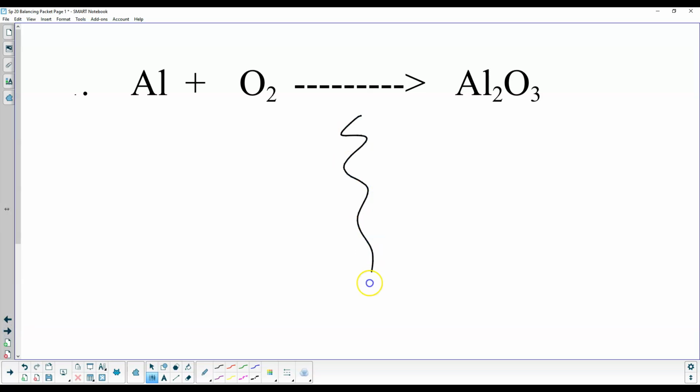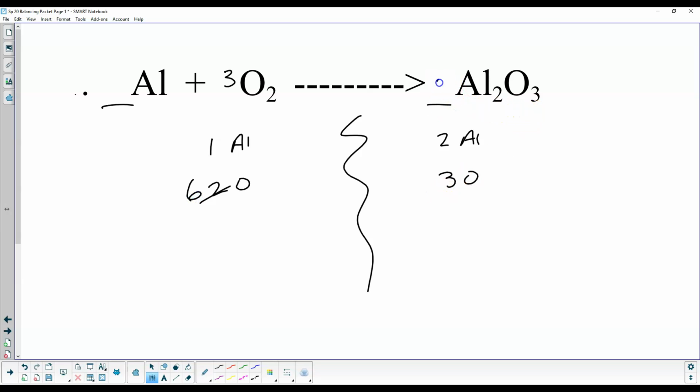All right, this next one, let's see, I have 1 aluminum present, I have 2 oxygens. On this side, I have 2 aluminum, and I have 3 oxygens. Normally, you could put a 2 here, and that would fix the aluminum. But if I have an element all by its lonesome, like aluminum is here, I'm going to leave it till the very end. Oxygen, I have 2 and 3. The common factor of 2 and 3 is going to be 6.